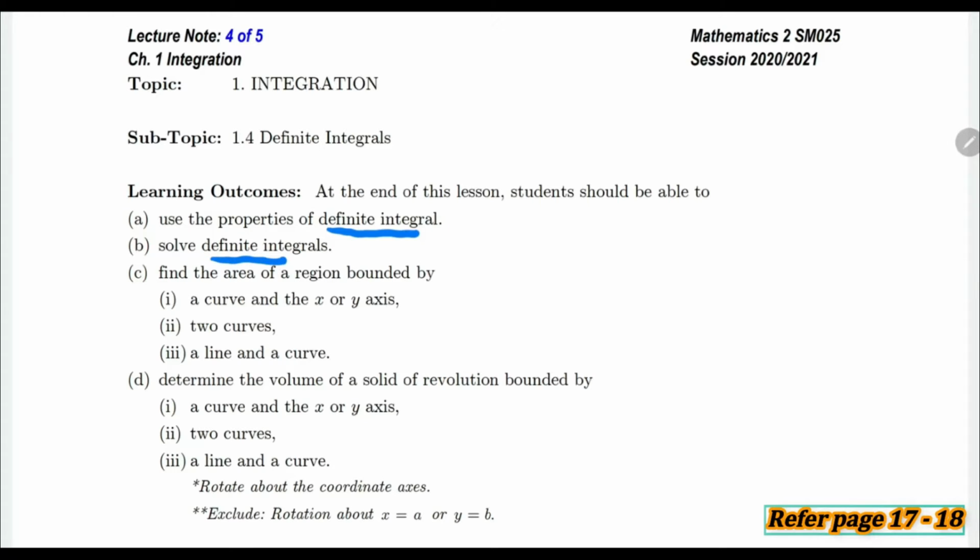And then part C. This is under application of integration, where we are going to find the area of a region bounded by a curve and the x-axis or y-axis, by two curves, and also by a line and a curve. For the next video, we are also going to learn how to determine the volume of a solid of revolution bounded by the same things as above.